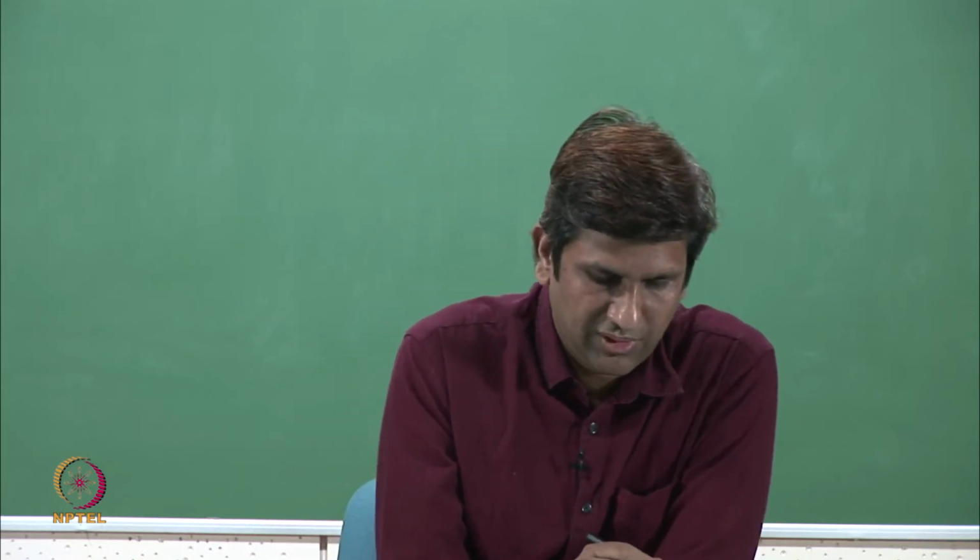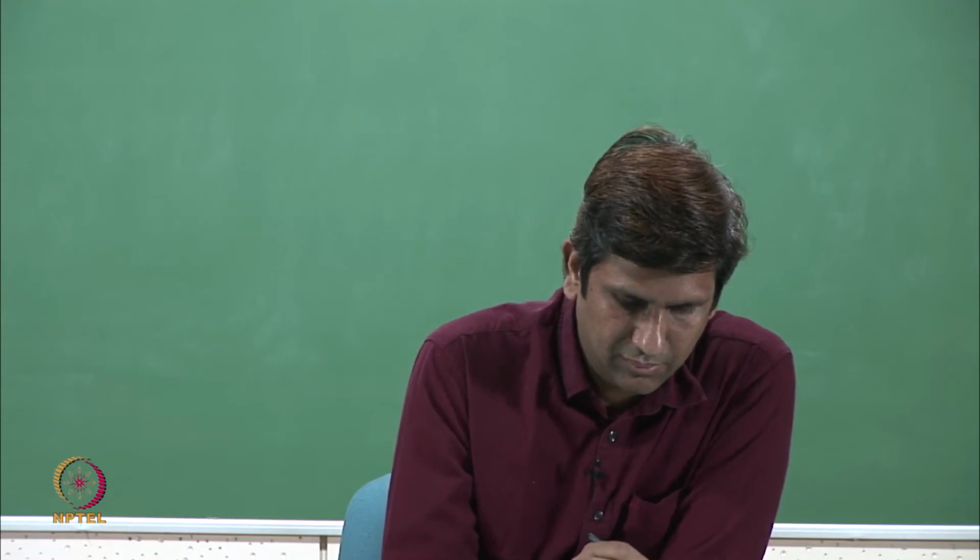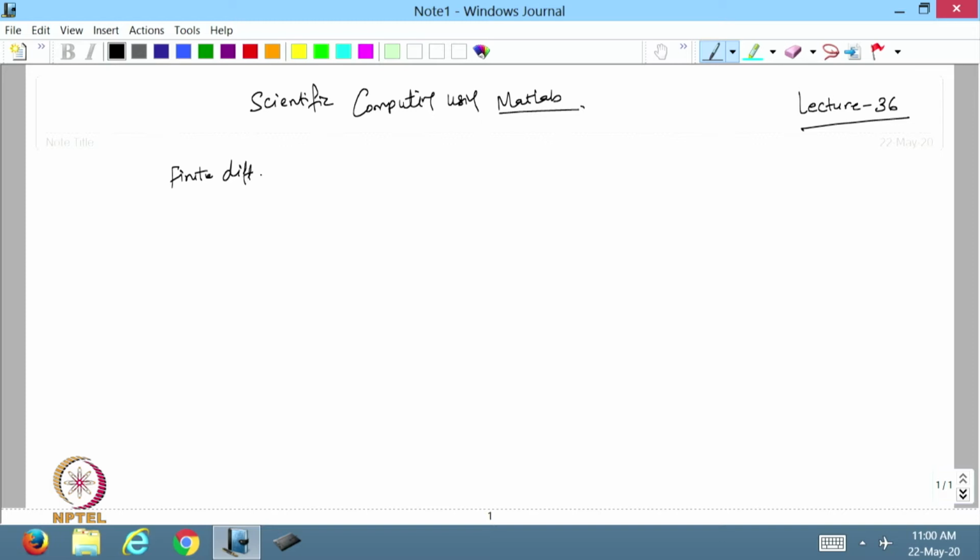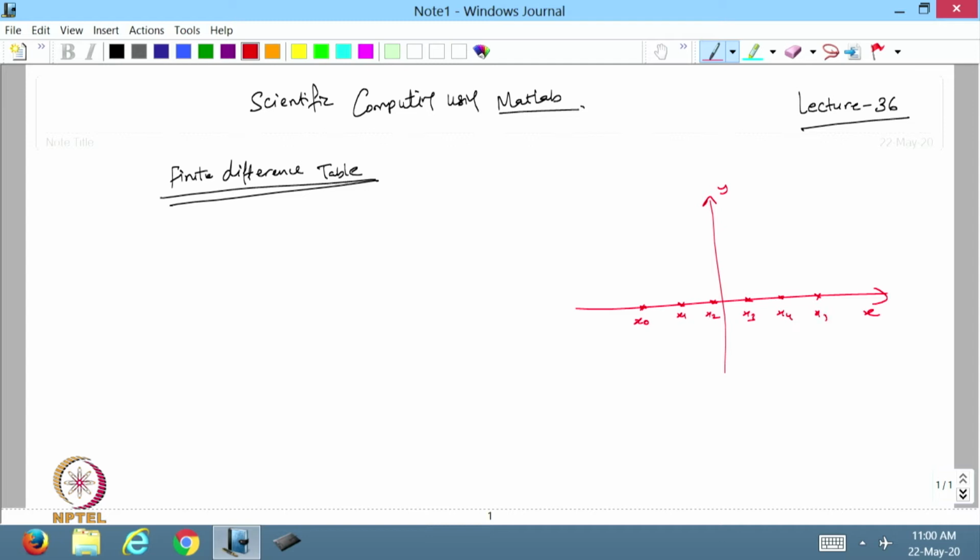Today we will discuss the finite difference table. As we know, this is my x axis and this is my y axis, and I have some data that is equally spaced over the given interval. Suppose these are x0, x1, x2, x3, x4, x5. Let us take a total of 6 mesh points or nodal points.